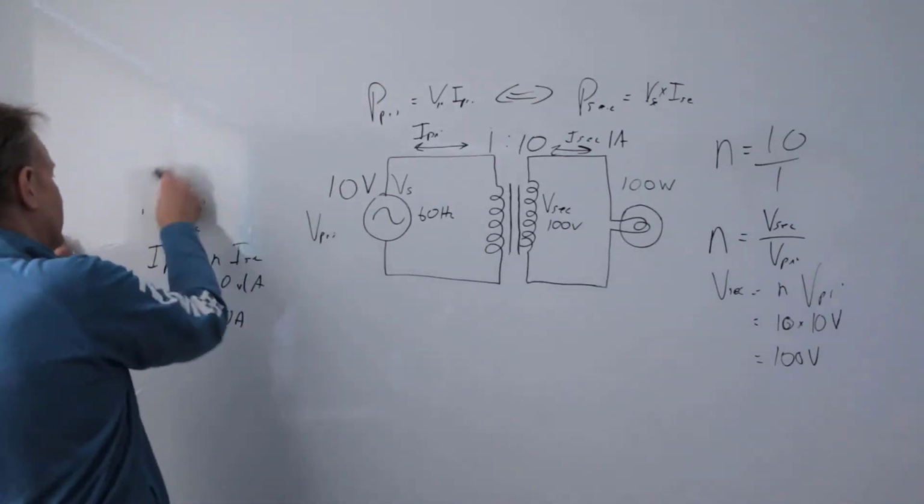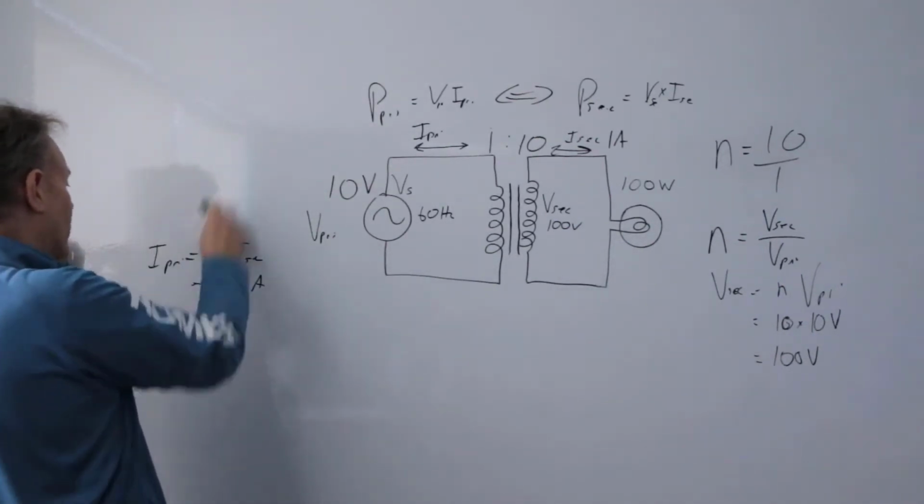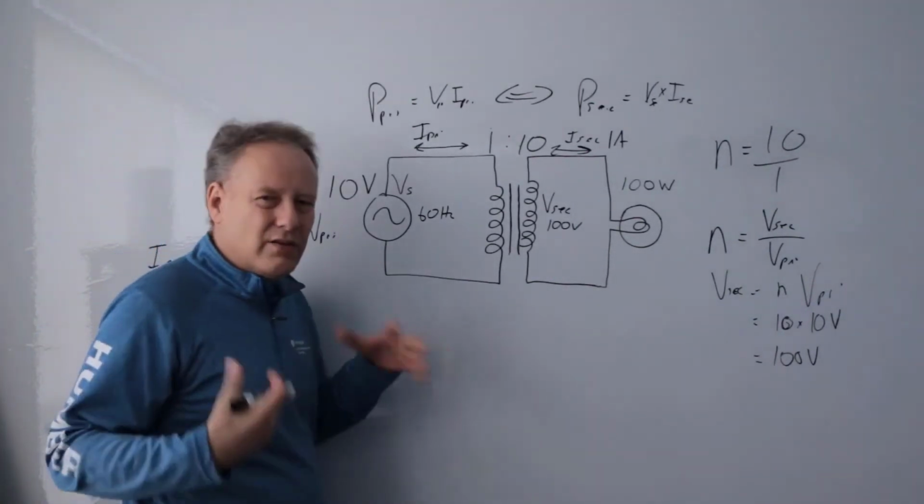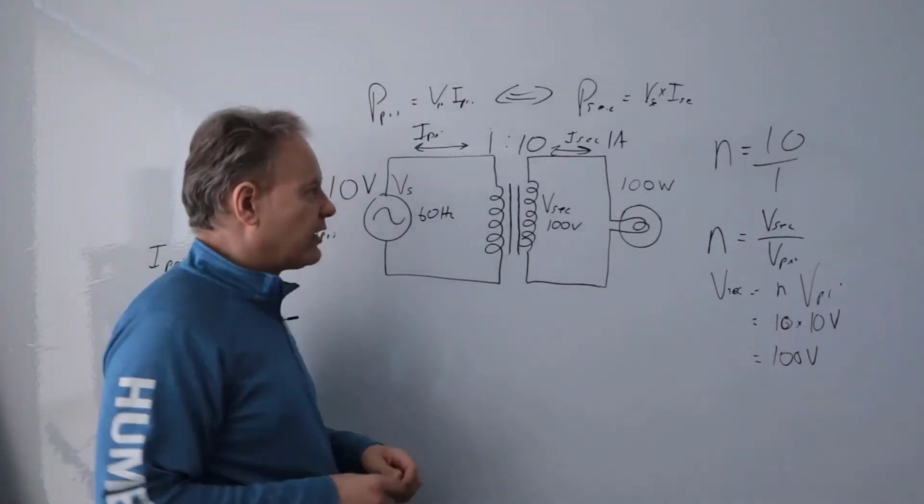I mean, yes, I did choose numbers that were really easy to work with, but essentially you can ballpark it and say, well, it's got to be bigger or smaller, and get a feel for that.